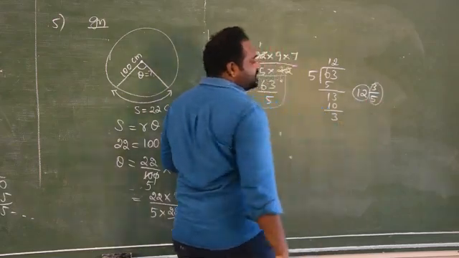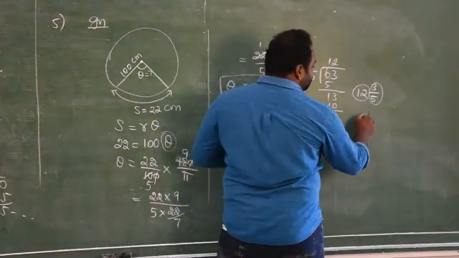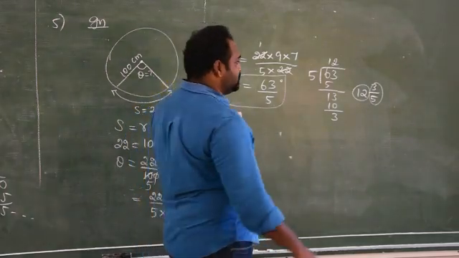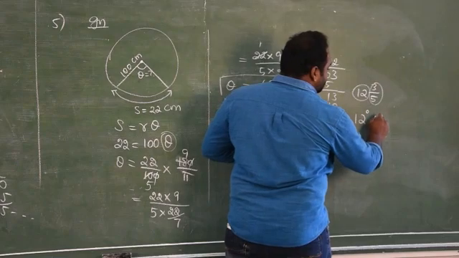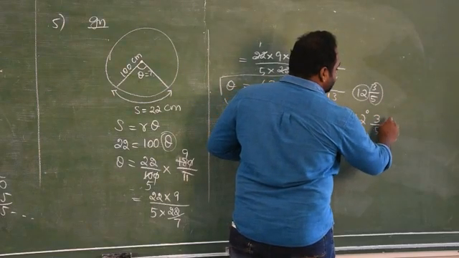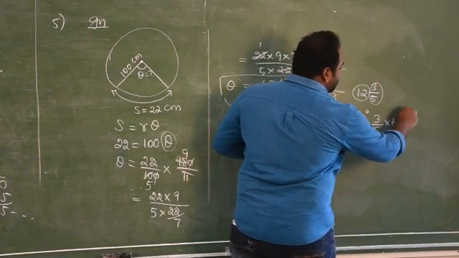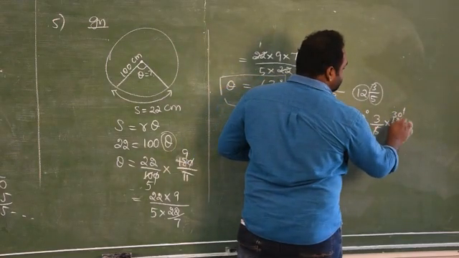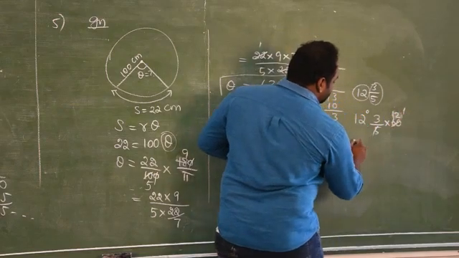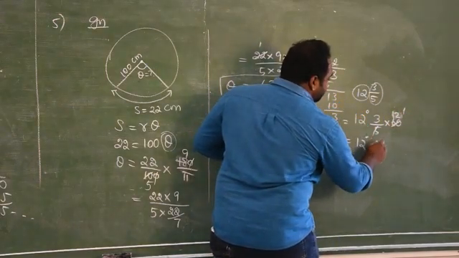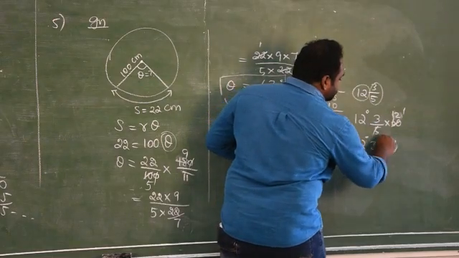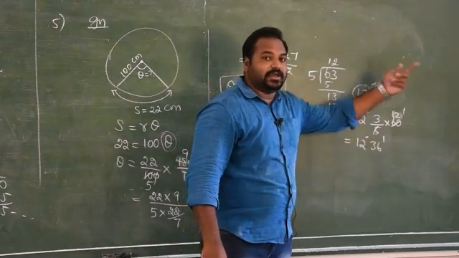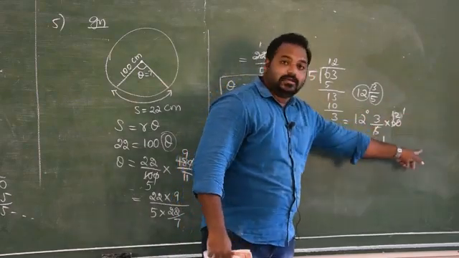Here again we have a decimal, so we have to multiply with 60 to get minutes. So 12 degree, and 3 by 5 into 60 is the minute. If I cancel this, 12 times, so it is 12 degree and 36 minutes. Again, if you are getting a decimal here, once again we have to multiply with 60 to get seconds.